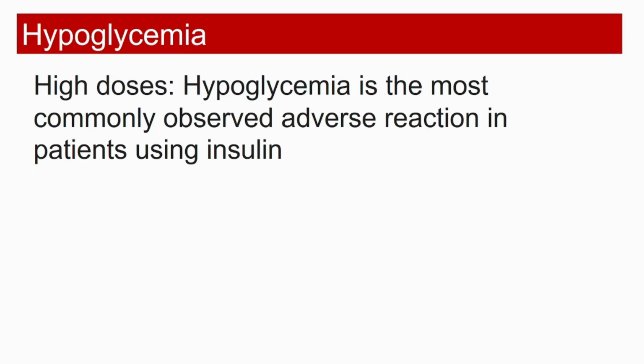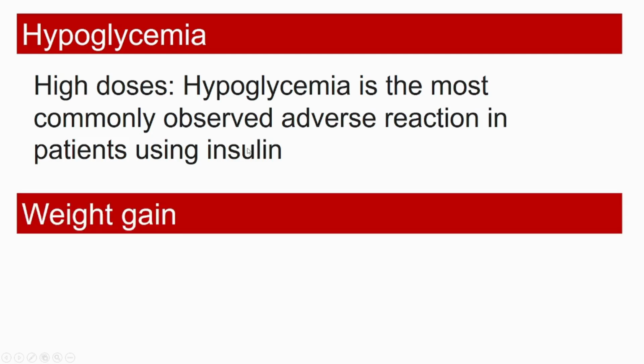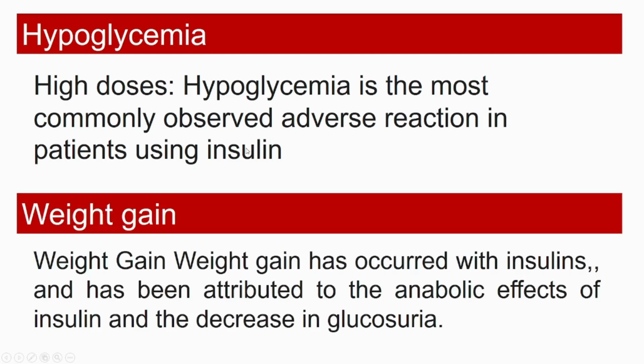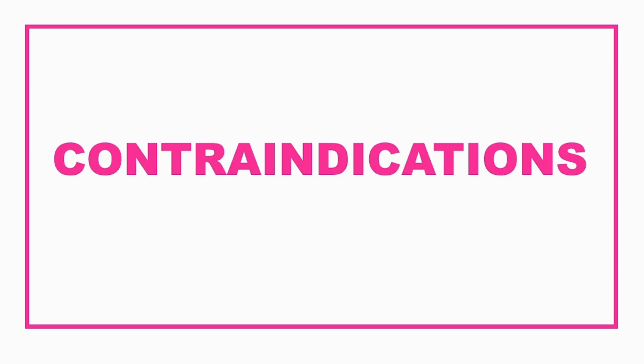Otherwise, if insulin alone, it is generally commonly associated with the high dosages. Other common side effects include nausea, headache, etc. And then another one is weight gain. Weight gain has been reported, which could be attributed to the anabolic effect of insulin, and also to the decrease in glucosuria. That can result in weight gain as well.